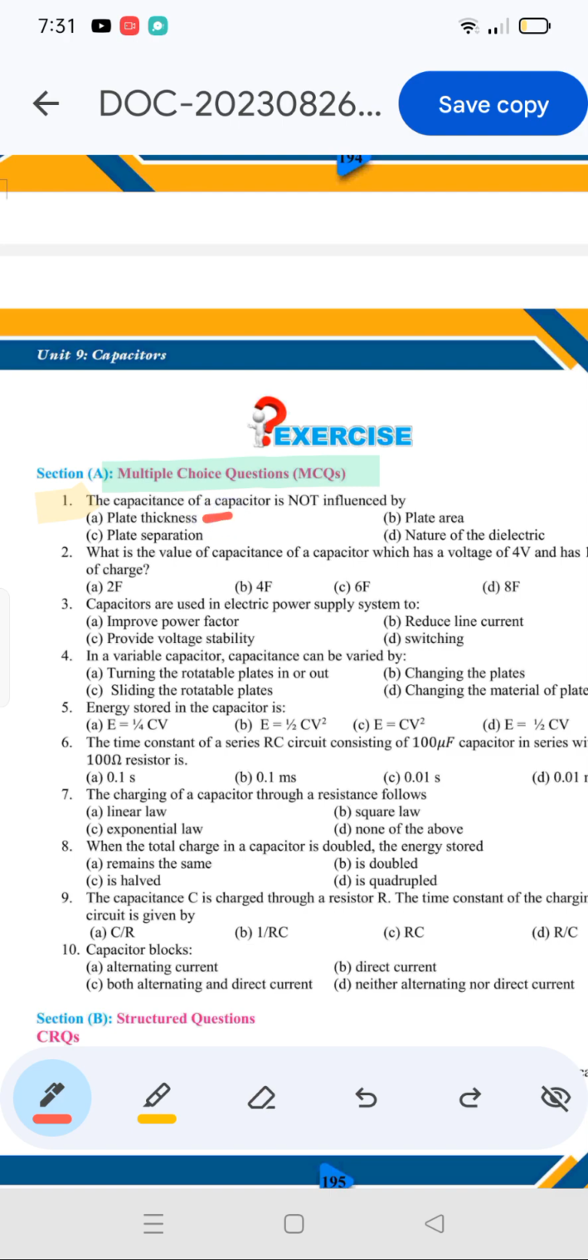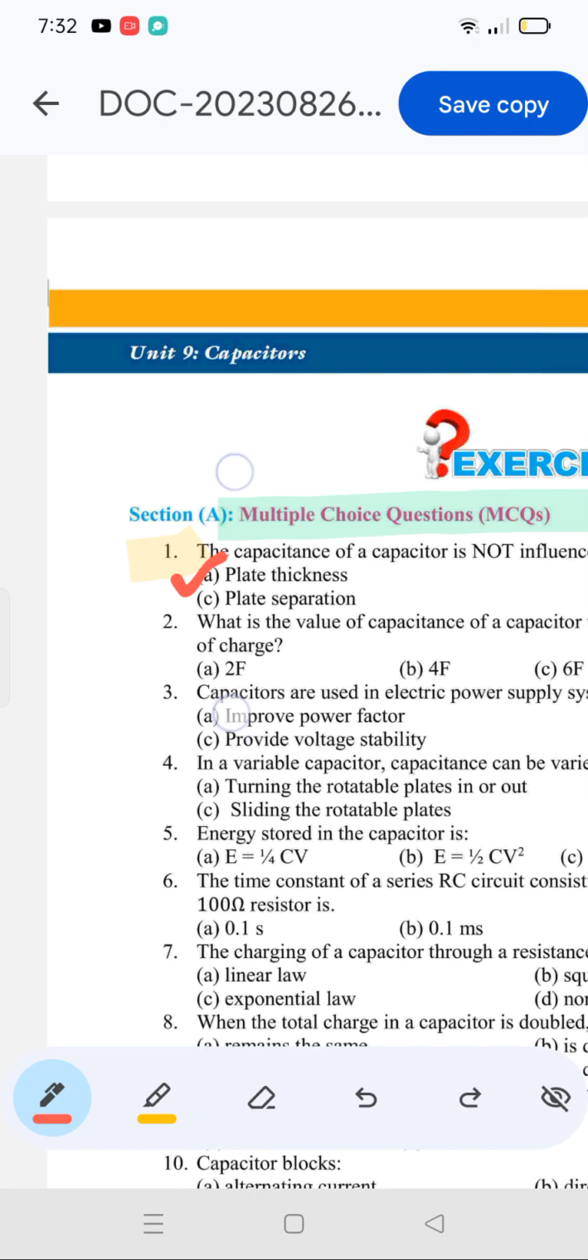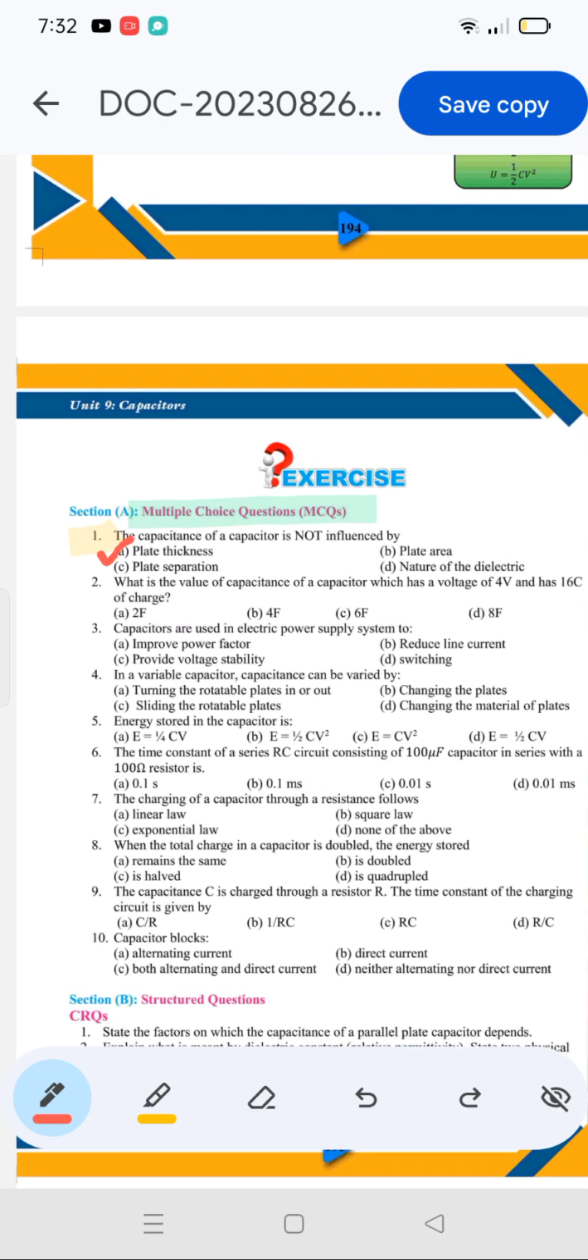So plate thickness. We know that the capacitance of a capacitor depends upon the area of the plates, the distance between the plates, and the material of the medium, but it does not depend on the thickness of the plate. It depends on the area of the plates, the plate separation, meaning the distance between the plates, and the nature of the dielectric as well, which means it does not depend on the plate thickness. However, it depends on the area of the plates, the distance between the two plates, and the nature of the medium present between the plates.